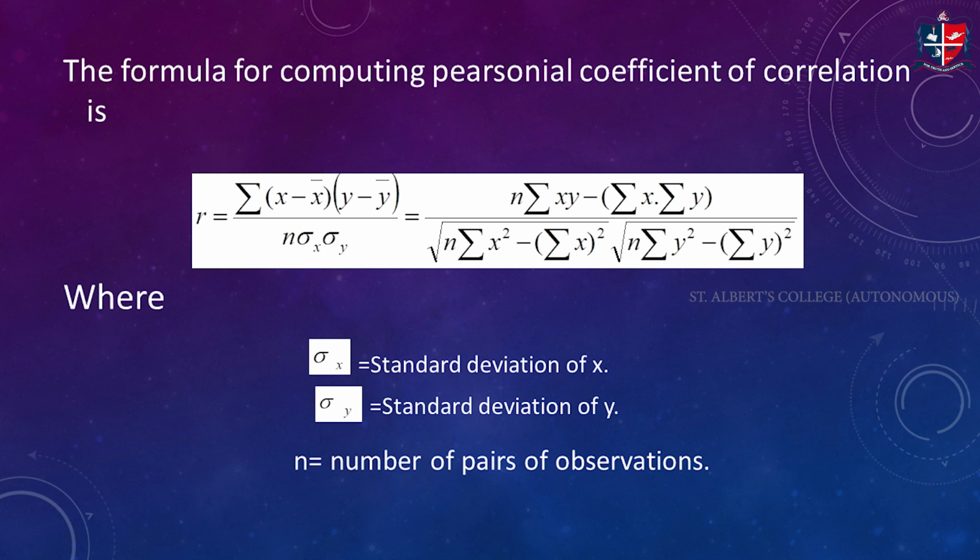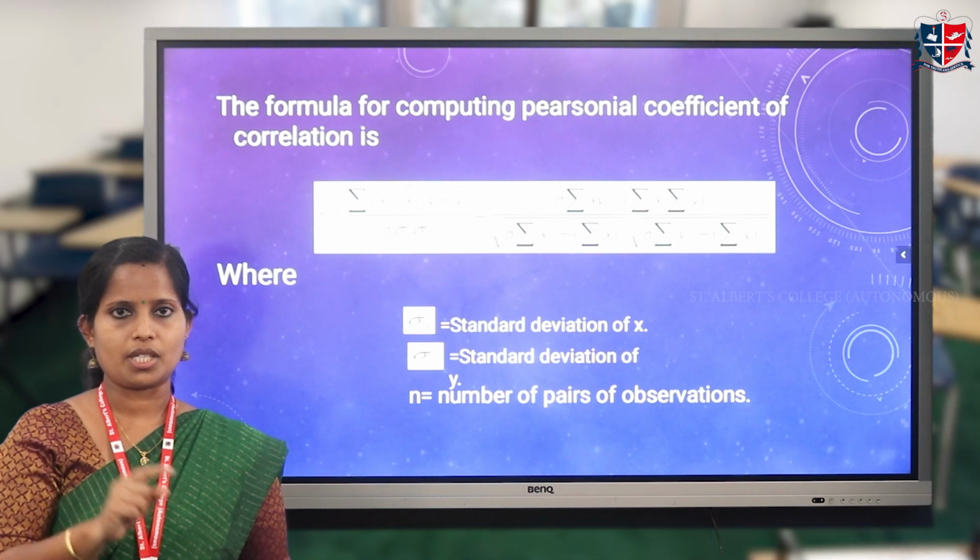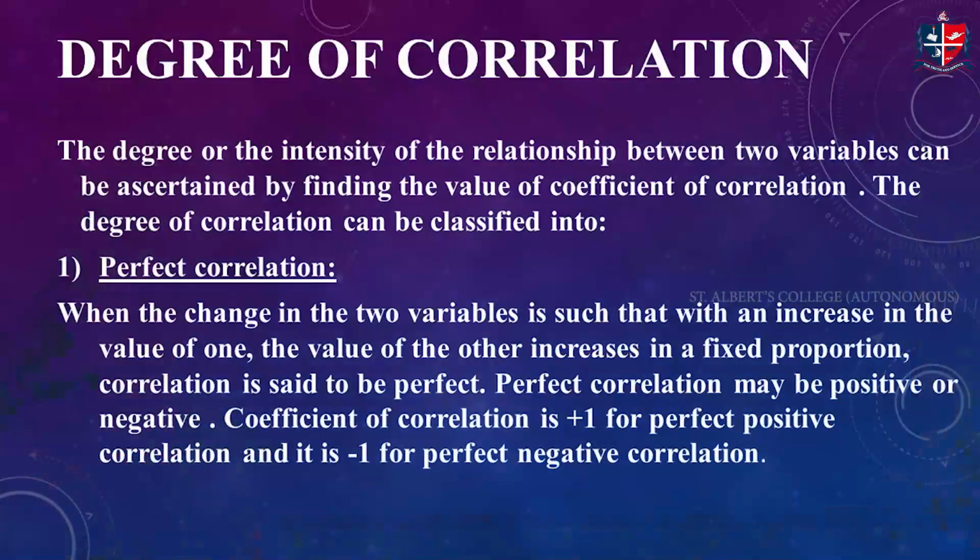This is the formula for finding the Pearson correlation coefficient between two variables x and y. r is equal to sigma of (x minus x bar) into (y minus y bar), divided by n into standard deviation of x into standard deviation of y. Here sigma x is the standard deviation of x, sigma y is the standard deviation of y, and n is the number of pairs of observations. And we use the abbreviation for Pearson correlation coefficient, that is, small letter r.